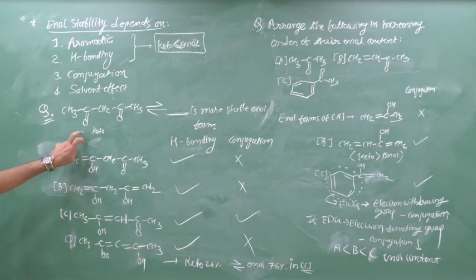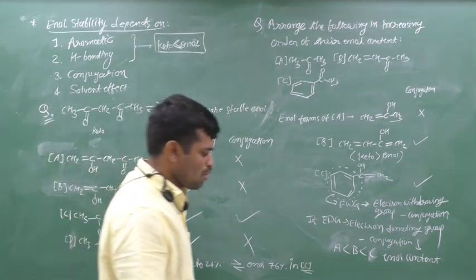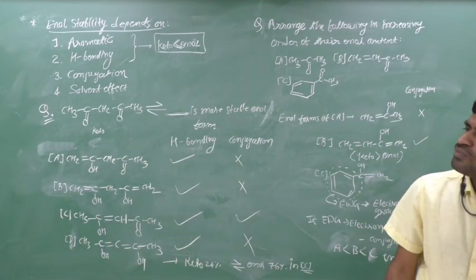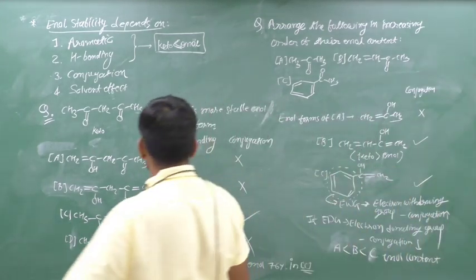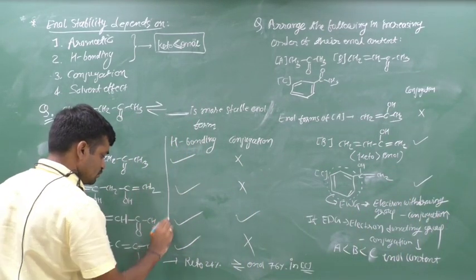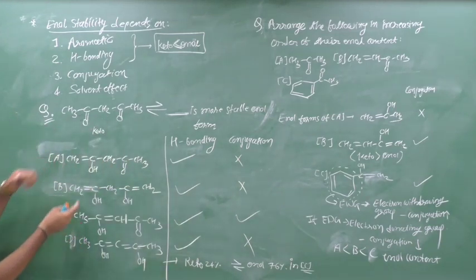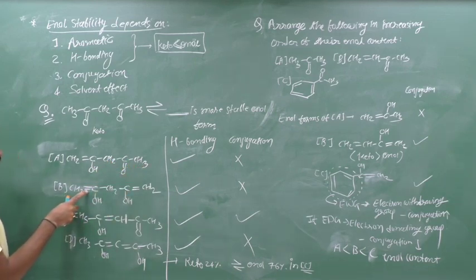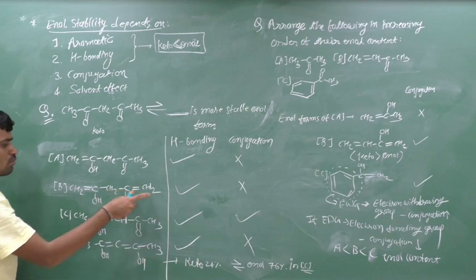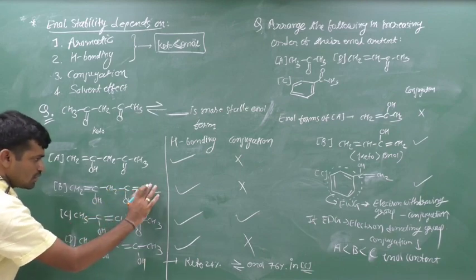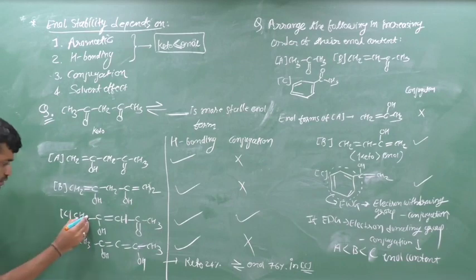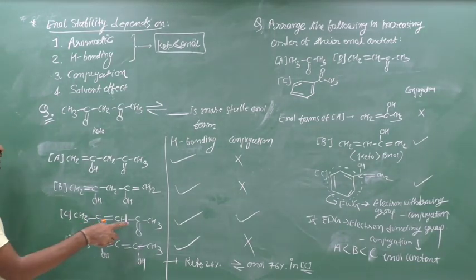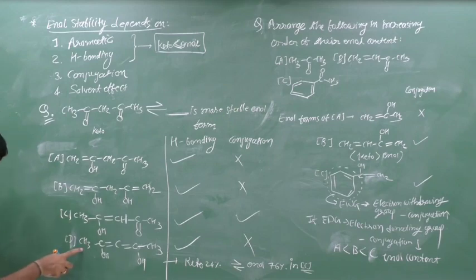The question asks which will be the more stable enol form of this keto form. Yes, there are four options. It is the solution, but the options are like that. Option A: CH2 double bond COH, CH2 C double bond O, CH3. Option B: CH2 double bond COH, CH2 COH double bond CH2 double bond CH2. Option C: CH3 COH double bond CH, C double bond O, CH3. Option D: CH3 COH double bond C double bond C OH CH3.